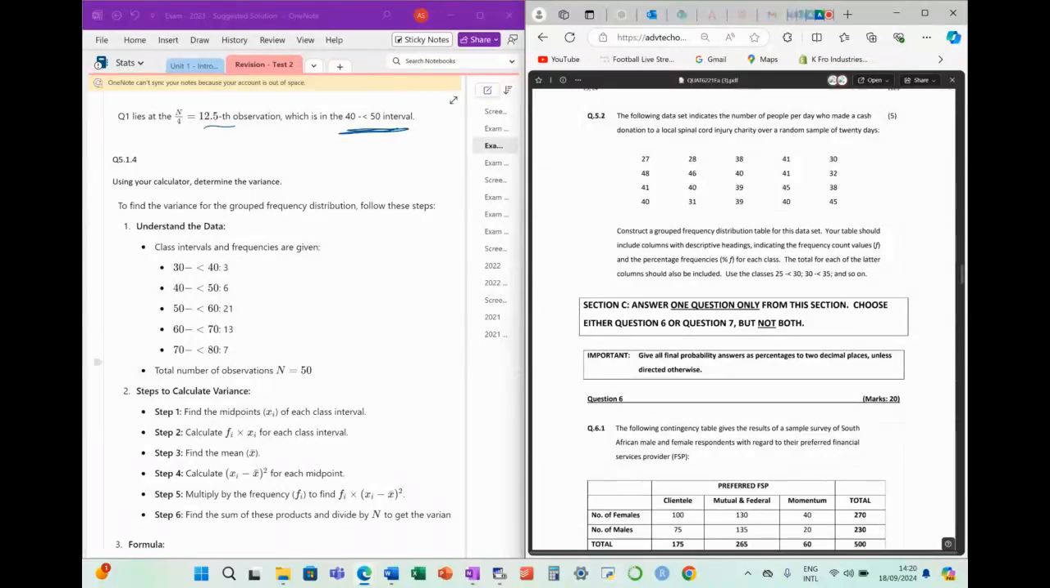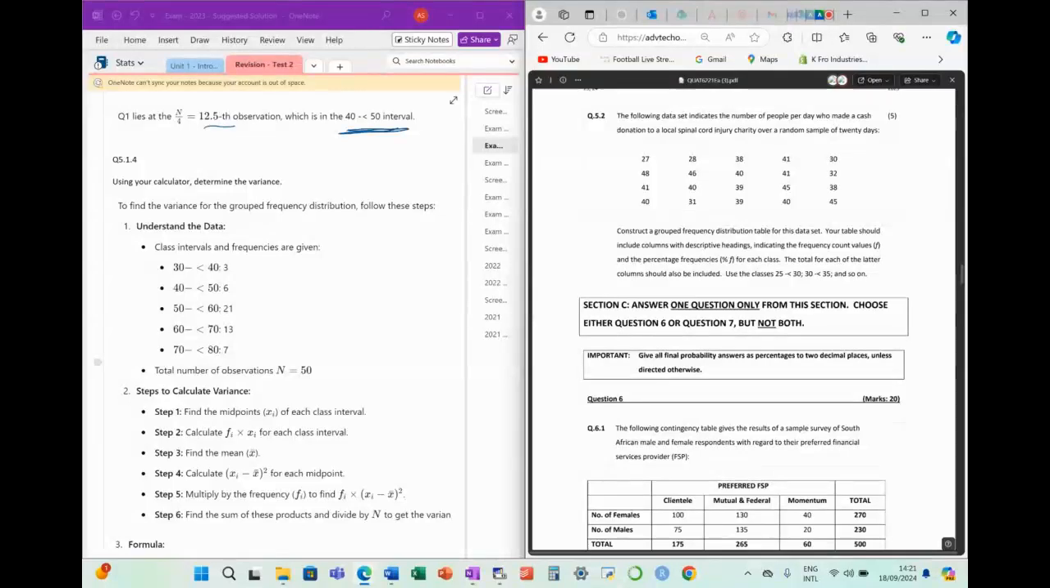They say the following data set indicates the number of people per day who made a cash donation to a local spinal cord injury charity over a random sample of 20 days. So the number of people that have made a donation to a spinal cord injury charity. And then they're asking us, just for the benefit of those who just walked in, to construct a group frequency distribution table for the data set.